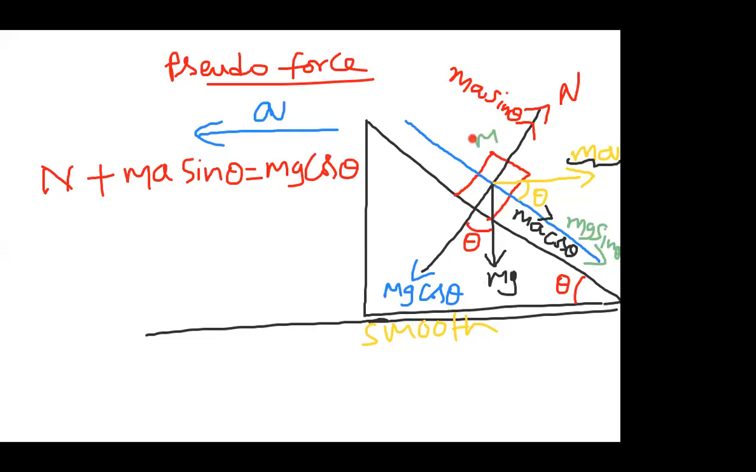So I hope you are clear with this. Now N plus ma sin theta is equal to mg cos theta. We are happy with that one.